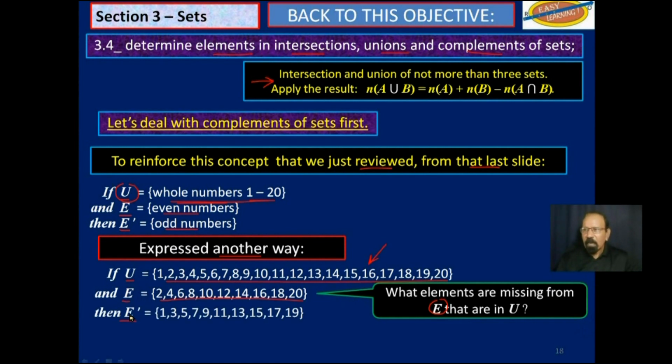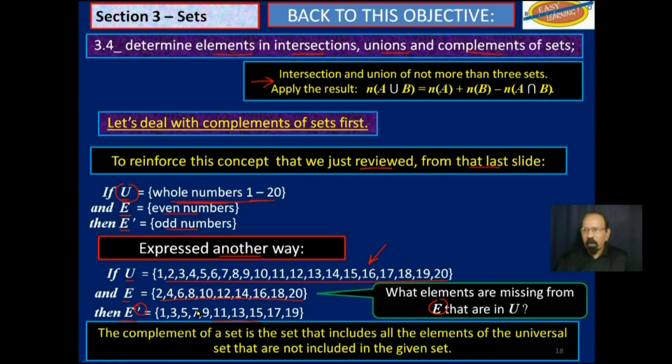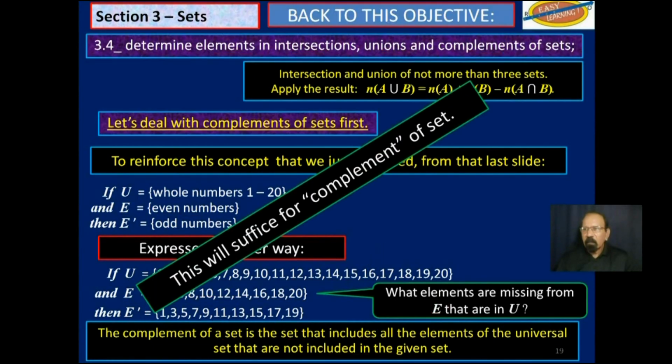And of course, those would be the odd numbers. So E prime, now that E prime there has nothing to do with the prime numbers, are the odd numbers here 1, 3, 5, and so on. So the complement of a set is the set that includes all elements of the universal set that are not included in the given set. Now, I think that will suffice for complement of sets.